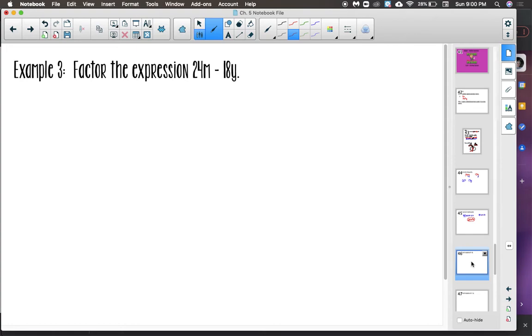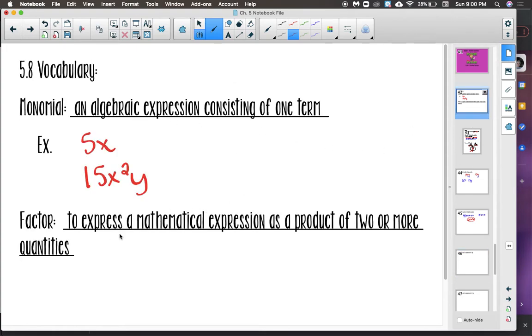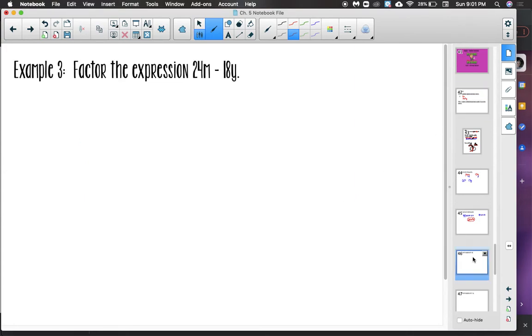Now let's talk about factoring. So factoring, if you remember the note that we took back here, is to express a mathematical expression as a product of two or more quantities. And what that means is that we're going to take this algebraic expression, 24m minus 18y, and write that as a multiplication problem.